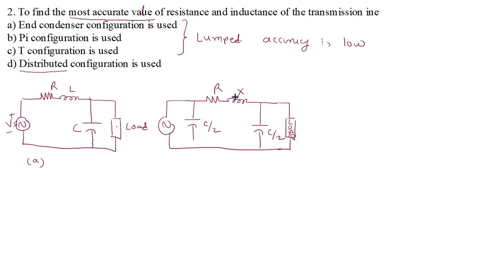So this is C by 2, this one is C by 2. So this is R, X. This is our nominal pi method. This is the end condenser method.